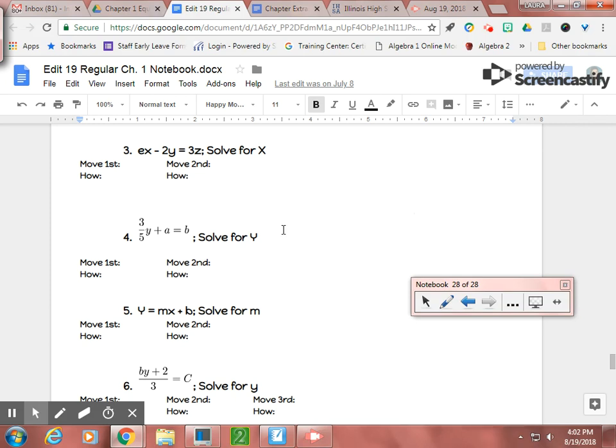Number 4, our goal is to solve for y. So let's circle our y. So we need to move the stuff that's not with the y first. Well, what's not with the y is a, and it's a plus a, so the opposite of that is to subtract. So I'm going to move this over here. I now have 3/5 y equals b minus a.